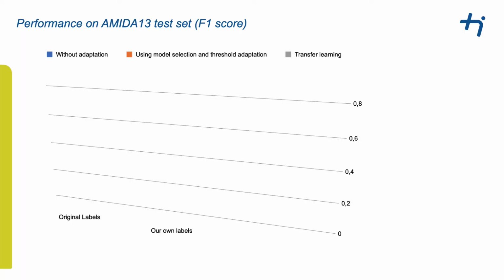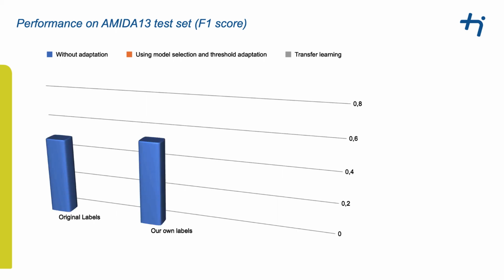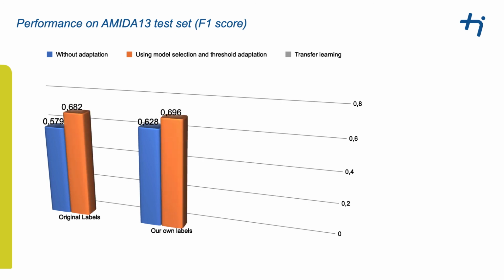If we train a dual-stage model on our dataset and run inference on the Amidas13 test set, we already achieve an F1 score of 0.628. By using model selection and adaptation of the detection threshold, we can increase that to 0.696, and using transfer learning with the Amida training set to 0.733.